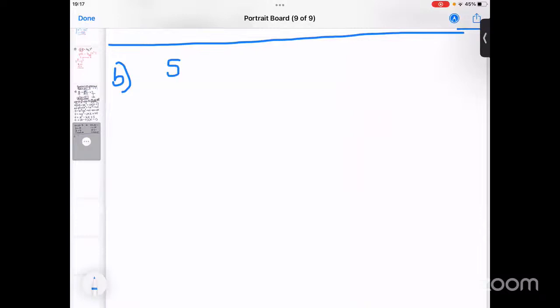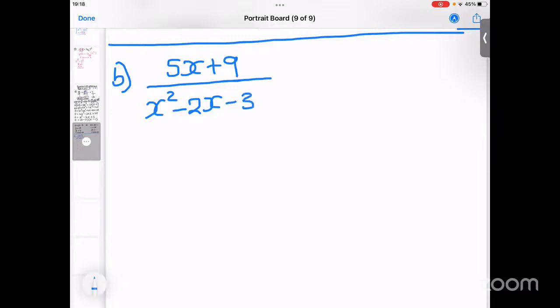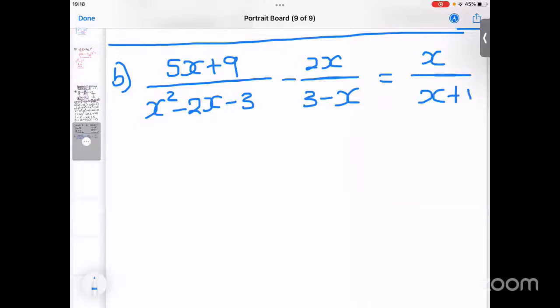So we are given 5x plus 9. This is being divided by x squared minus 2x minus 3, minus 2x divided by 3 minus x, and this is equated to x divided by x plus 1.